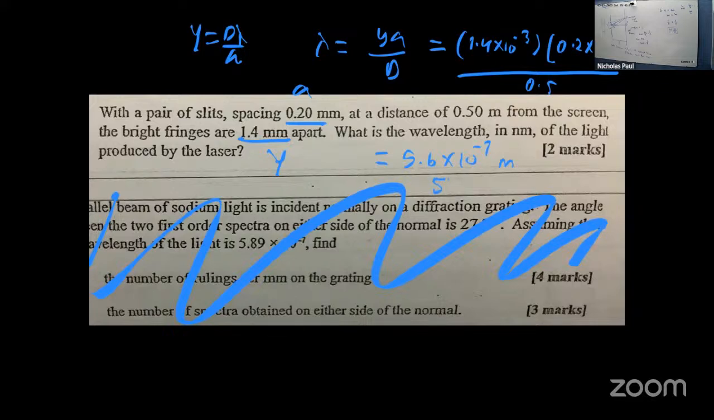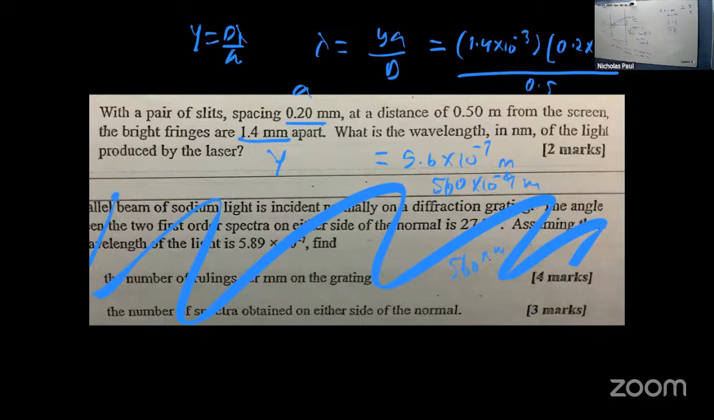So it'll be 560 by 10 to the minus 9, so that'll be 560 nanometers. You must write your answer as 10 to the minus 9. So 5.6 by 10 to the minus 7, right? If you go to the minus 9, in meters, you move the decimal to the right one time.